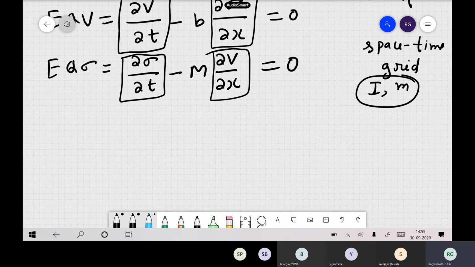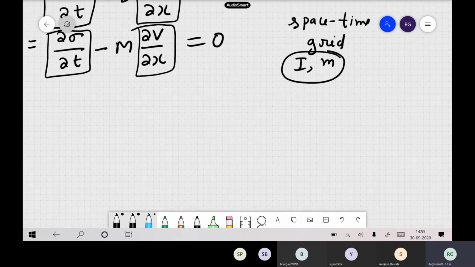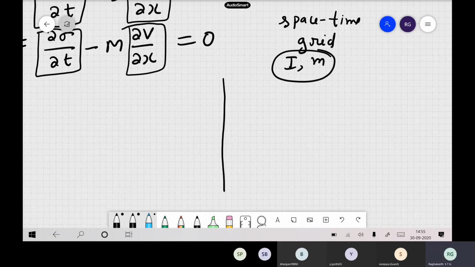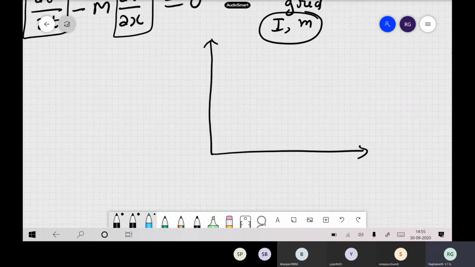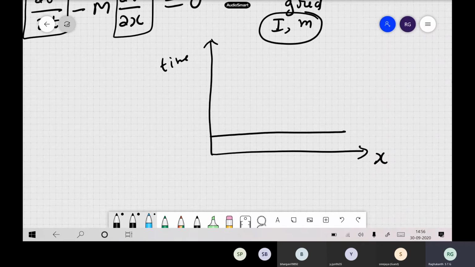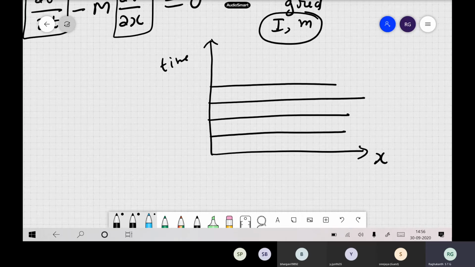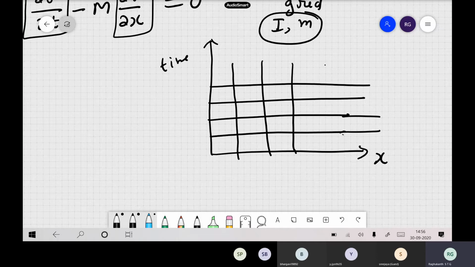So now our grid will be like this, it automatically comes up. It is easy to represent in terms of a graph. So this is our x, this is our time. Okay, so now 1, 2, 3, then 4. Okay, so 1, 2, 3, 4.